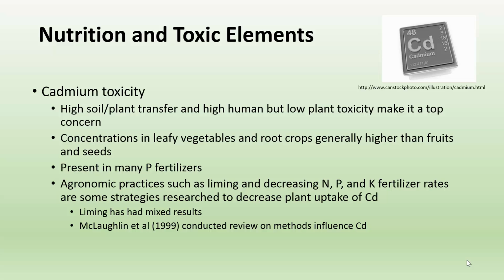Some strategies to decrease plant uptake of cadmium include agronomic practices such as liming or decreasing nitrogen, phosphorus, and potassium fertilizer rates. Liming has had mixed results in decreasing cadmium uptake. Decreasing nitrogen, phosphorus, and potassium fertilization has been shown to decrease cadmium uptake in plants. For a comprehensive review on this subject, consult the paper by McLaughlin et al. from 1999.